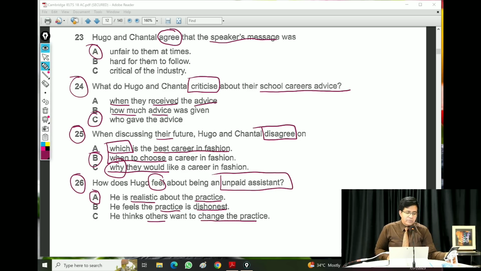From what she said, we'll be unpaid assistants in the industry for quite a long time. I'm prepared for that. Aren't you? Actually, I'm not going to accept that view.